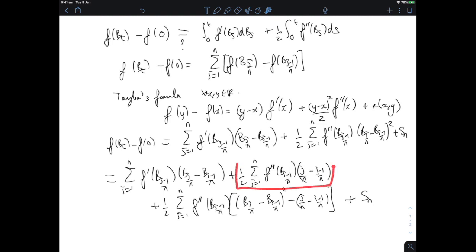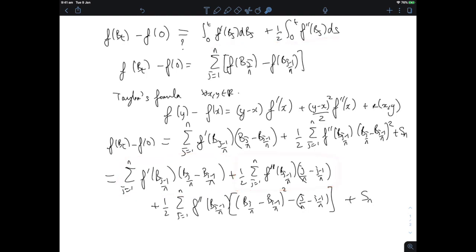The second term here converges almost surely to the integral of f''(B_s) ds. That's because this is defined as a Riemann integral, so for almost every value of omega for which the Brownian motion is continuous, you're integrating a continuous function, f''(B_s(omega)), and you know by the theory of Riemann integrals that this is an approximation.